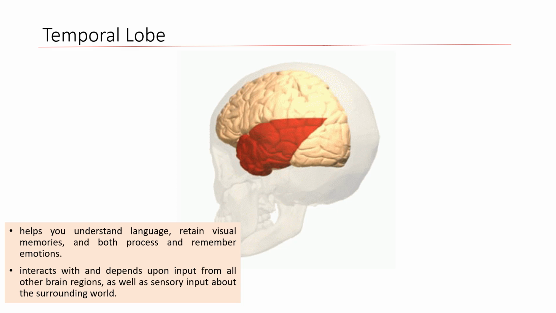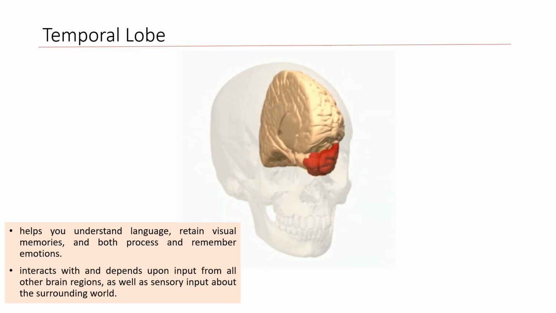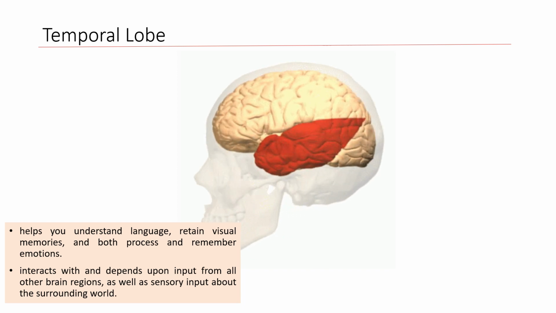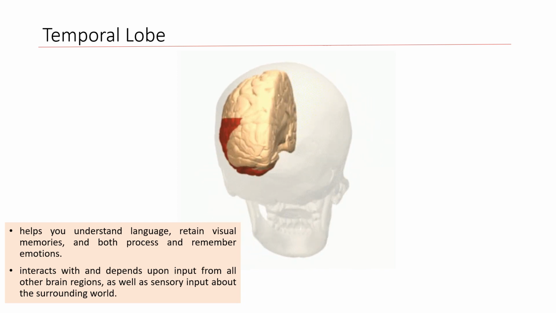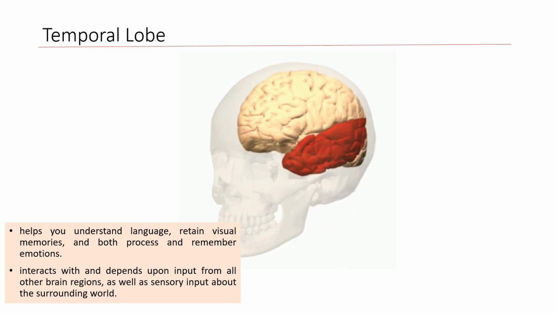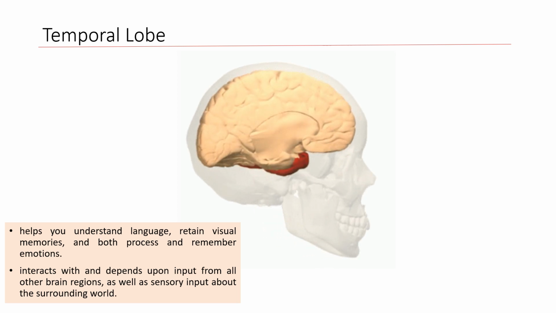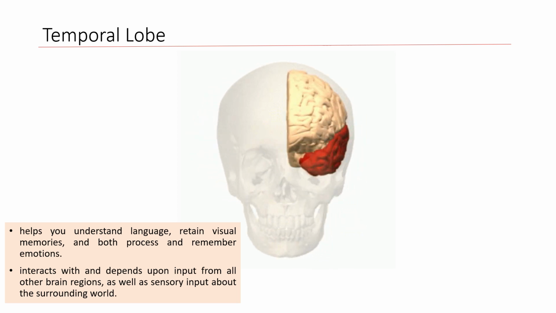Damage to this region of the brain can have global consequences for virtually every bodily function, since much of what we do depends on emotions and sensory input. The temporal lobes interact with and depend upon input from all other brain regions as well as sensory input about the surrounding world.